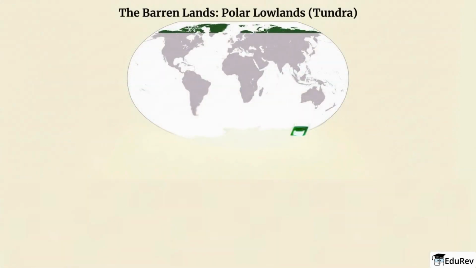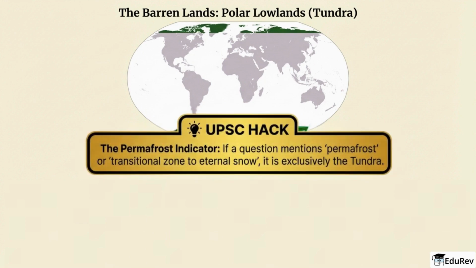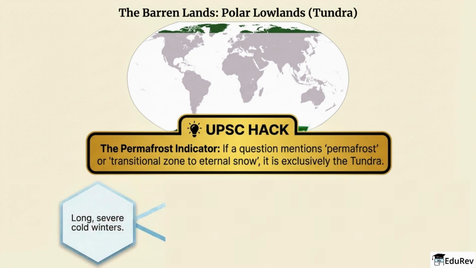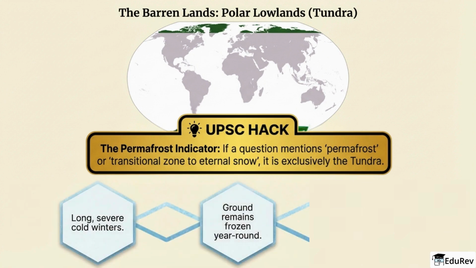Now step into the tundra, the polar lowlands. This is where one single word can solve a prelims question: permafrost. If the question mentions permafrost or a transitional zone leading toward eternal snow, that is your tundra clue. The logic is harsh and linear. Long, severe winters. Ground remains frozen year-round. Growing season becomes extremely short.